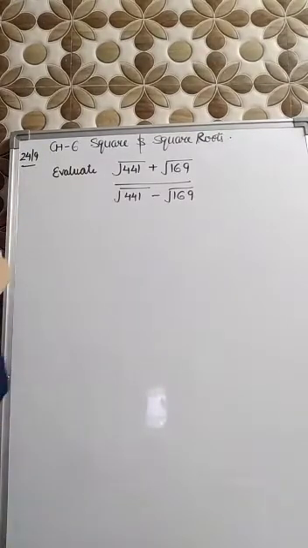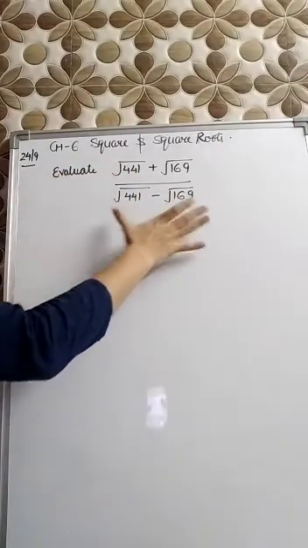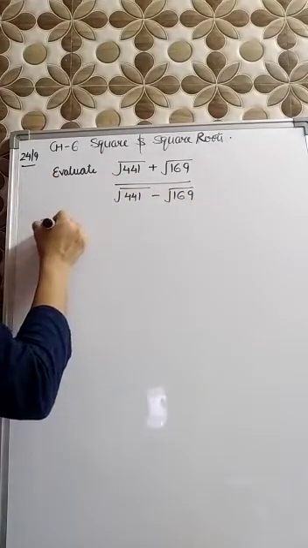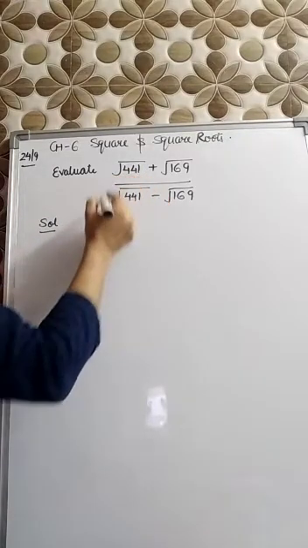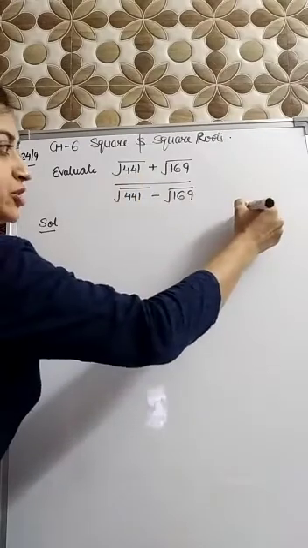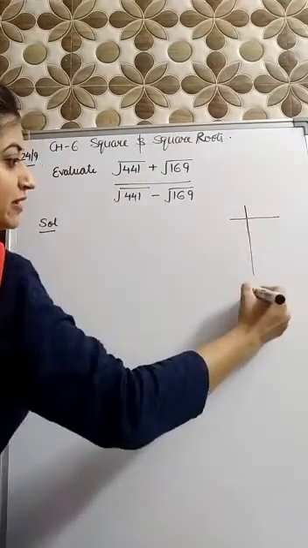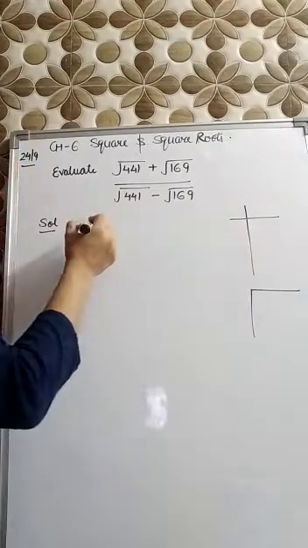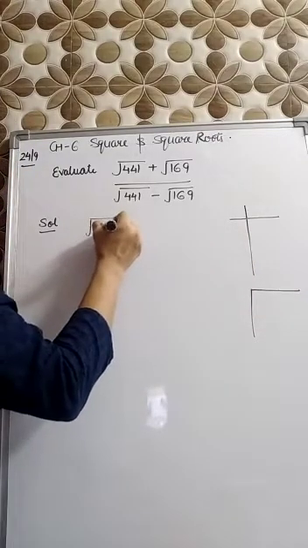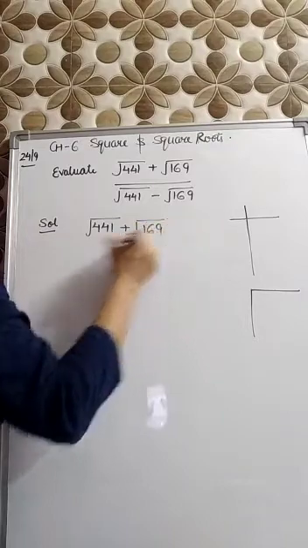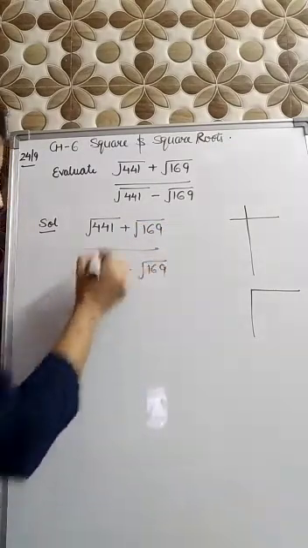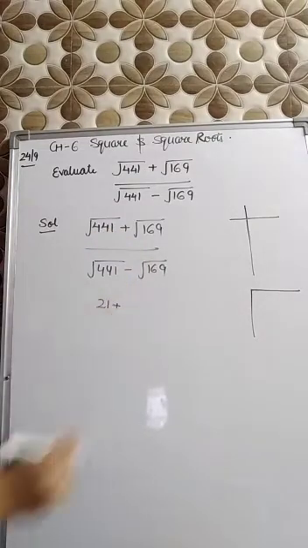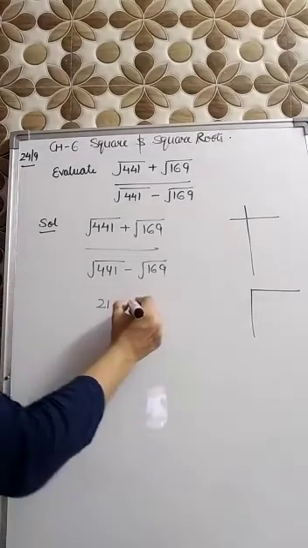Now, next question is evaluate. Evaluate means you have to solve this expression. For this, firstly you will find the square root of 441. Now the square root of this number you can find either by the prime factorization method or by the long division method. The square root of 441 that you already know is 21. So you will directly use the square root. Its square root is 21 and the square root of 169 is 13. So you will write 13.